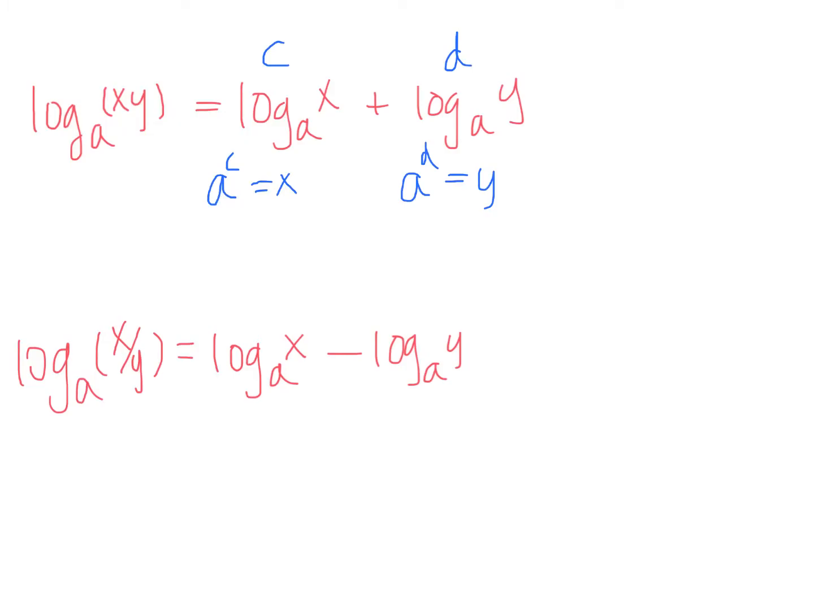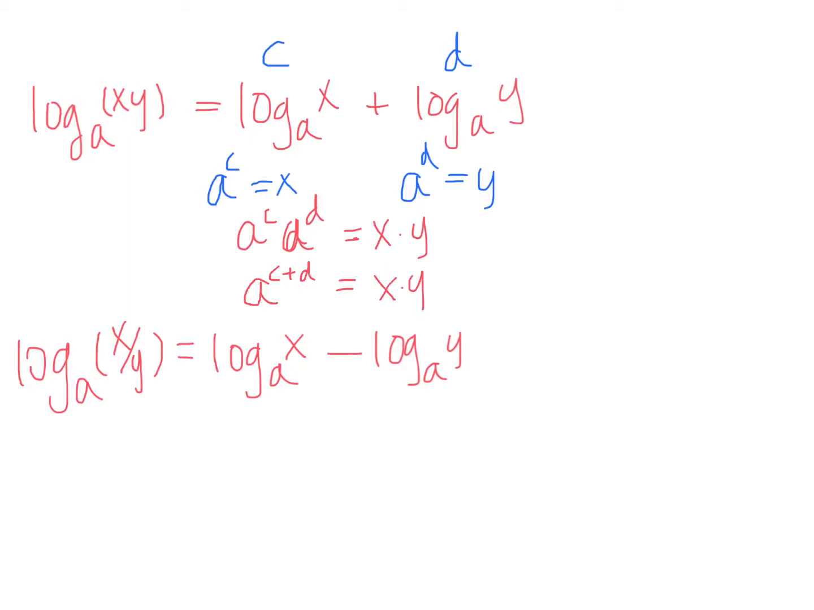Now think about what x times y is. Well, x is a to the c, and y is a to the d. And a to the c times a to the d, the exponent rule tells me if I have the same base, I can add the exponents. So I have a to the c plus d is equal to x times y.